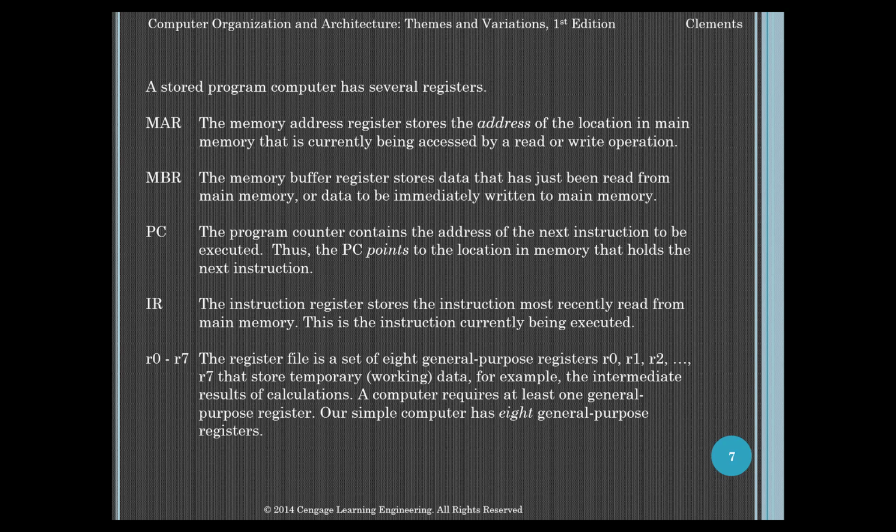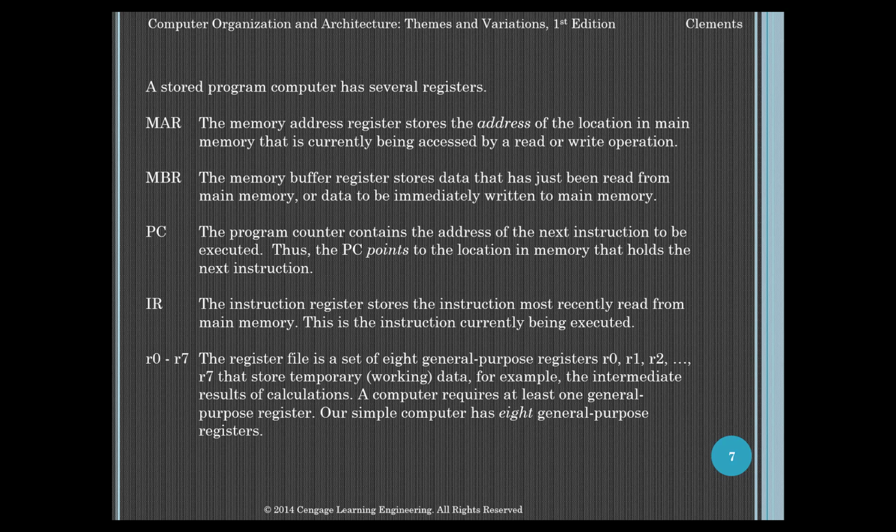The MBR, or memory buffer register, stores data that has just been read from the main memory. We can kind of think of this as like a little cache. It's data that's either going to be immediately written to main memory or it's just been read. And usually we want that data readily available. Remember, registers are fast. And so we have this little area in the register where we can store that kind of information, so when we want to pick it back out real fast, it's right there.